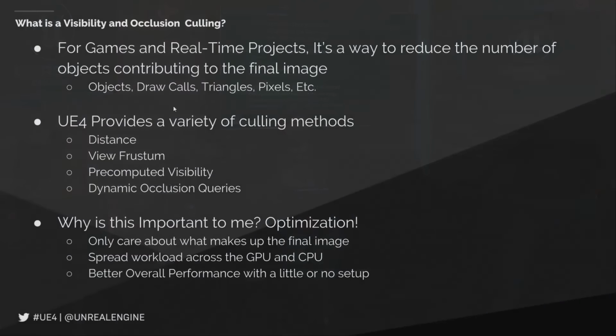Yeah. Oh, whoops. Okay, so what exactly is visibility and occlusion culling? This is my little intro there. For games and real-time projects, what we're really looking to do is reduce the number of objects that we actually have in the final image for the screen that we're rendering out. There's always a lot of things that are off-screen that just add up to the draw calls, the objects, the triangles, anything that's in the engine. Just because it's off-screen doesn't necessarily mean that it doesn't exist. And these culling methods grab all those objects and remove the ones that we don't really care about to make that final image.